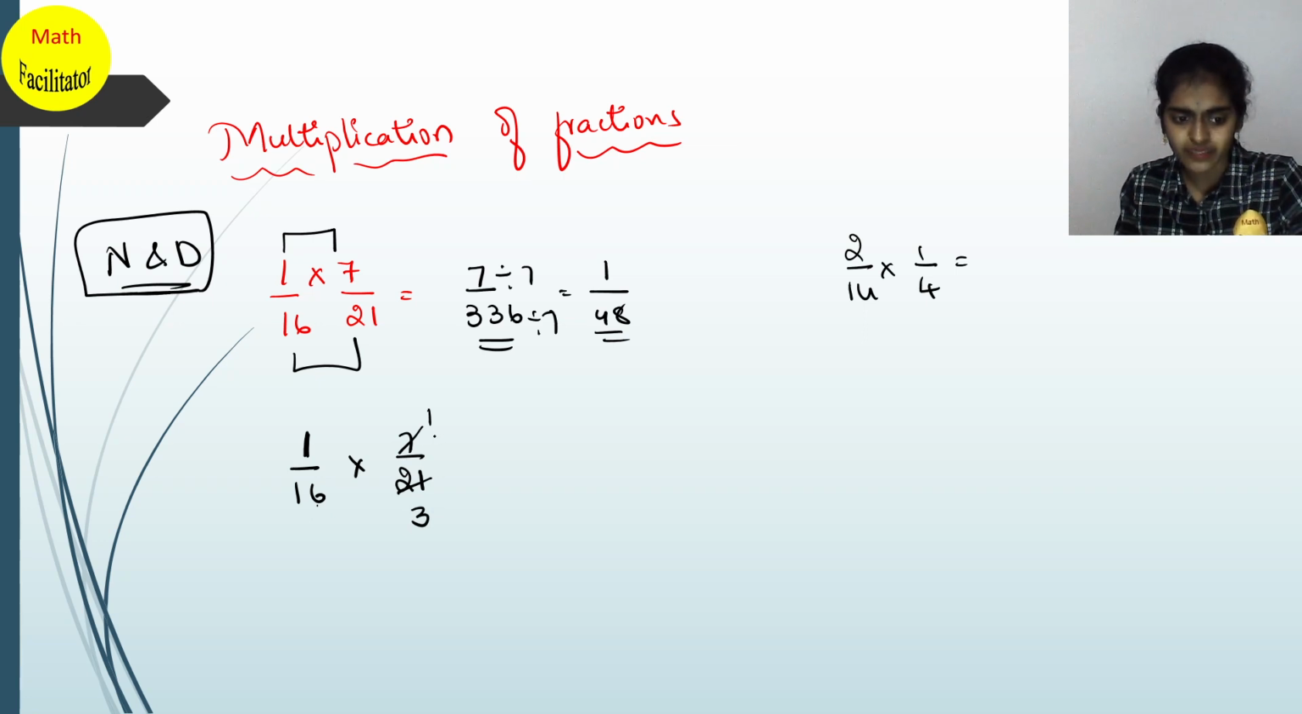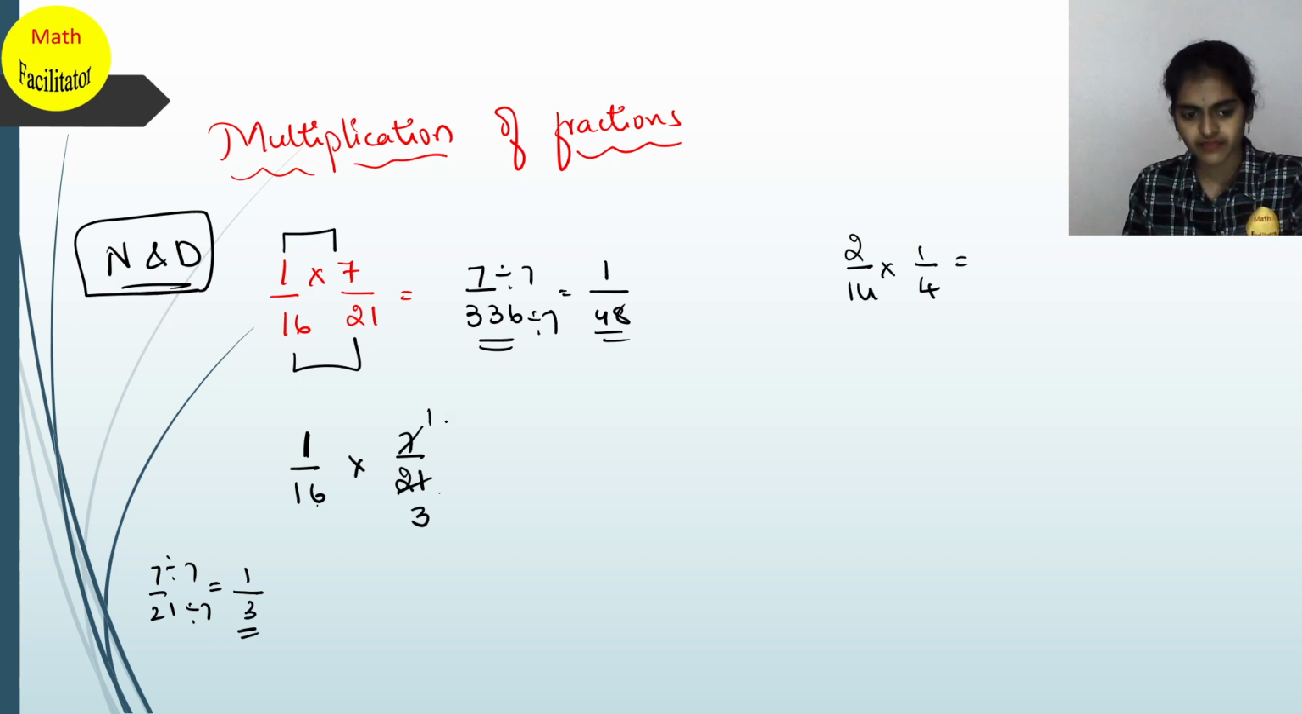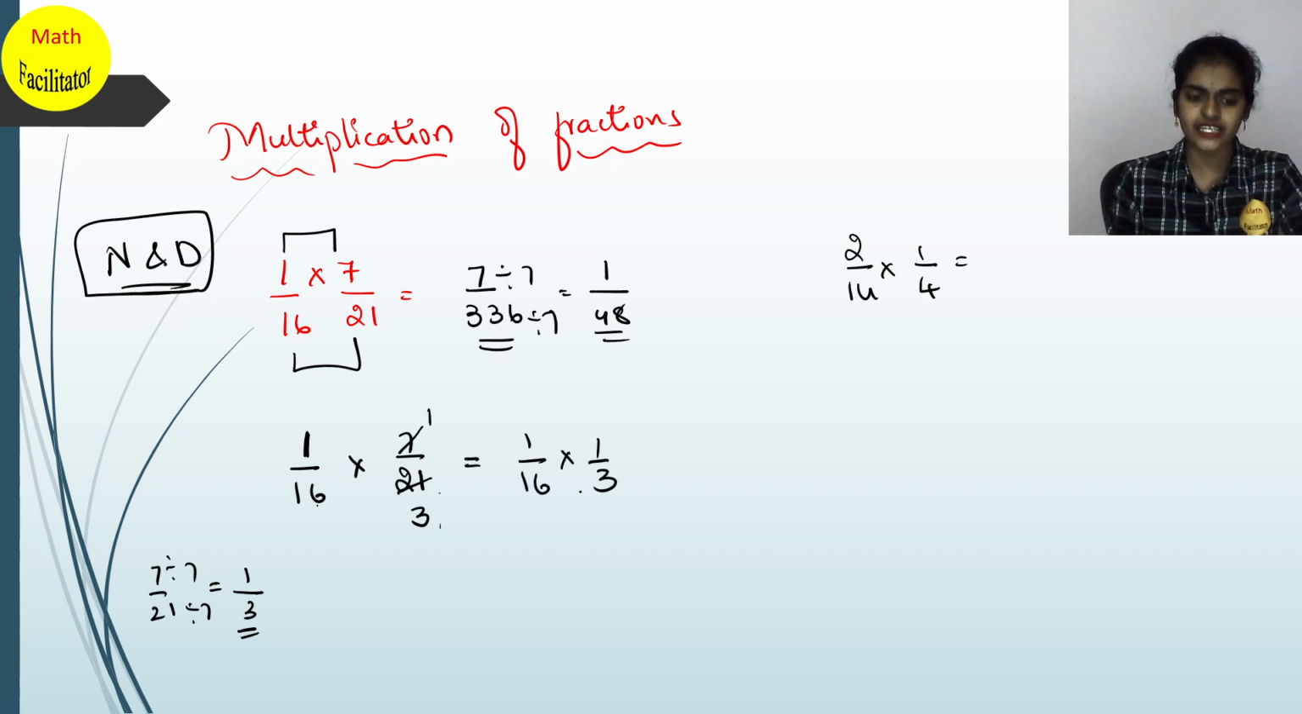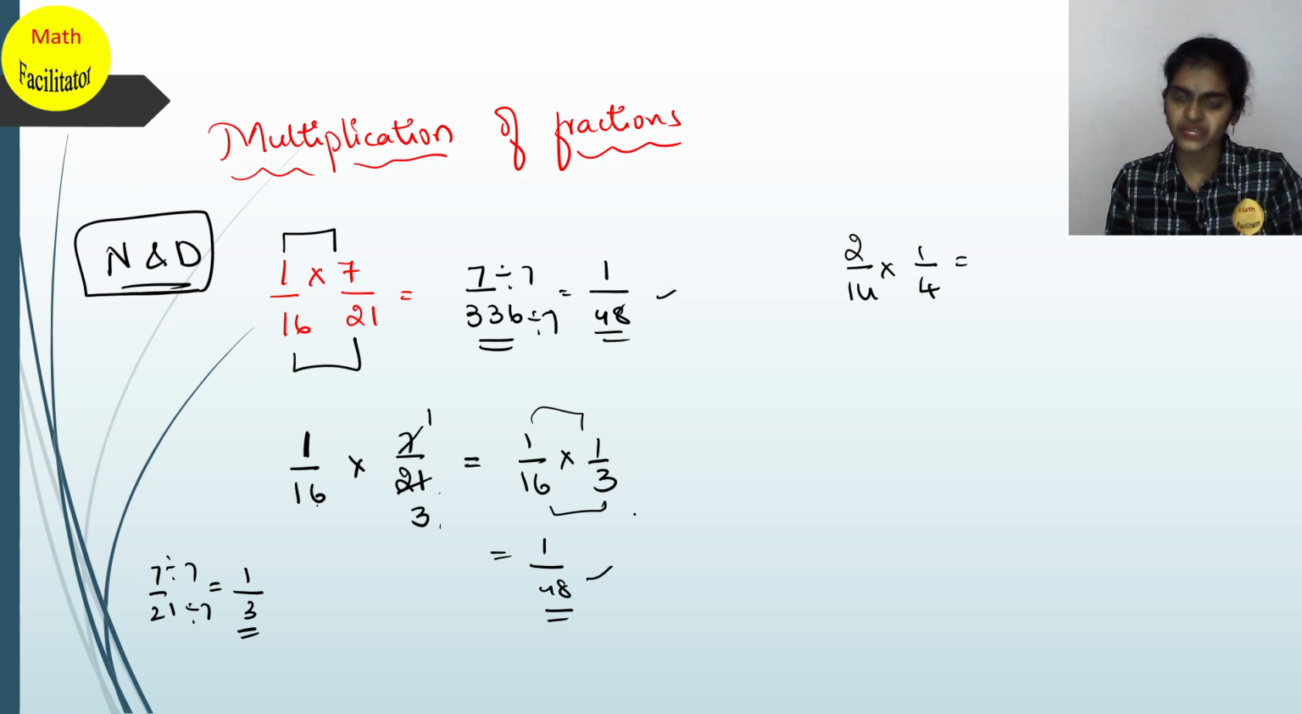Simple. Here I am dividing 7 by 21 by 7 on both the numerator and denominator. So 7 divided by 7 is 1 and 21 divided by 7 is 3. The same 1 by 3 you got. Getting the point? So this is 1 by 16 into 1 by 3. Now you can see you cannot simplify further, so we'll just multiply. 1 into 1 gives me 1, 16 into 3 gives me 48. It's the same answer. Getting the point? Right? So let's move on to the next one.